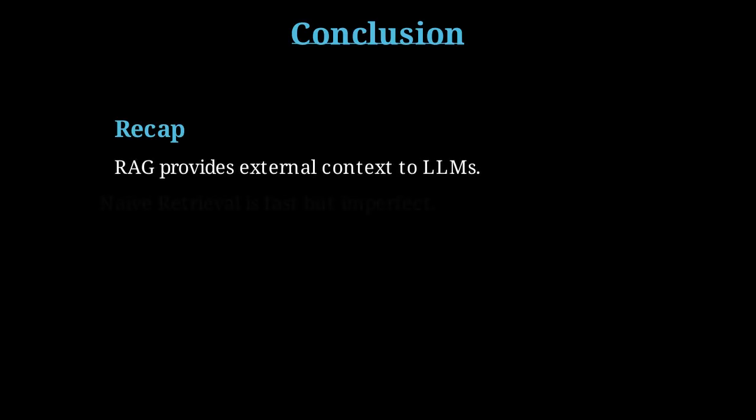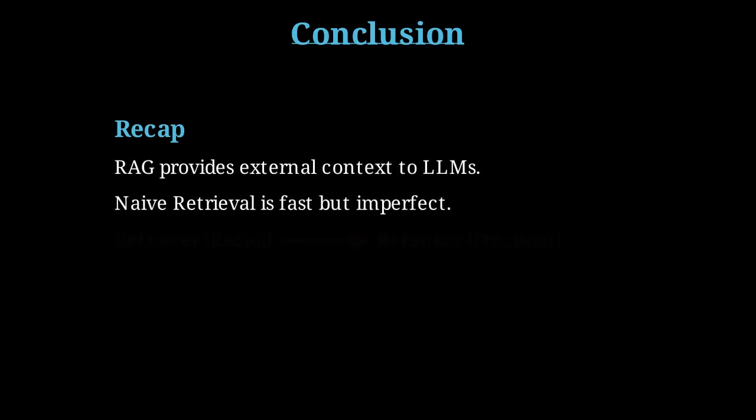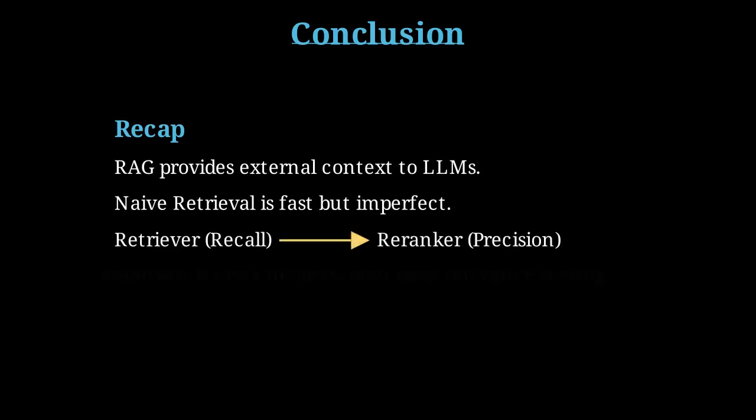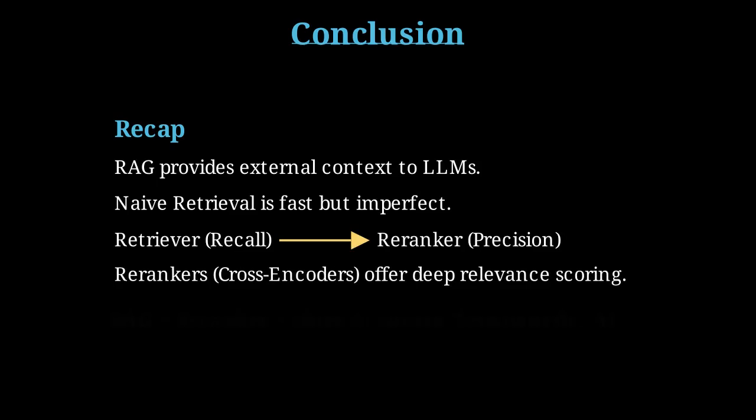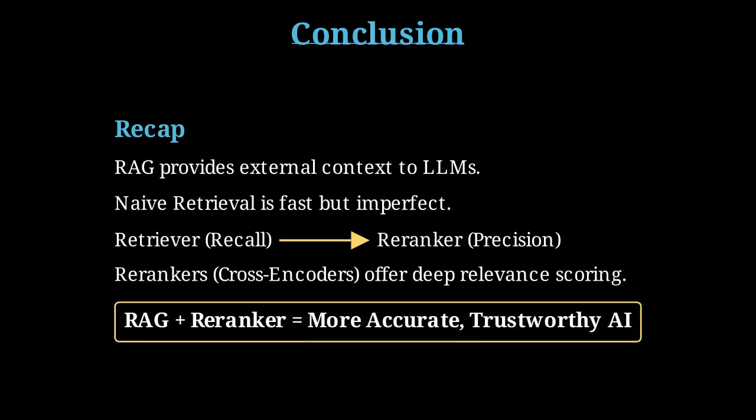In summary, retrieval-augmented generation is a fundamental technique for building reliable AI systems. While the initial retrieval step casts a wide net to ensure we don't miss potential information, prioritizing recall, a reranker acts as a precision filter. It meticulously re-examines the top candidates to ensure that the context we provide to the large language model is the most relevant and potent. By adding a reranker, you can significantly reduce noise, mitigate the lost in the middle problem, and ultimately build more accurate and trustworthy AI applications.